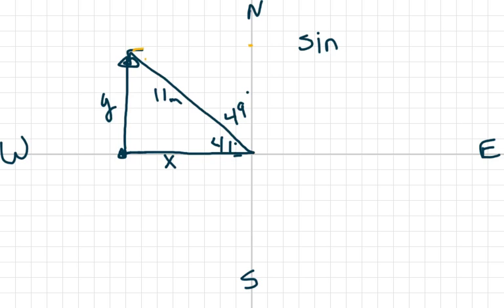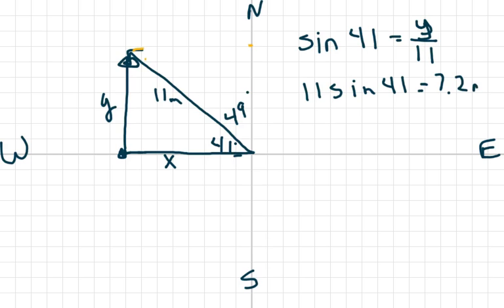All right, so we're going to get sine of 41 equals y over your radius, or hypotenuse, which is 11. So 11 sine of 41 equals 7.2 meters. I'm just going to write it on the side here so the videos don't last too long.